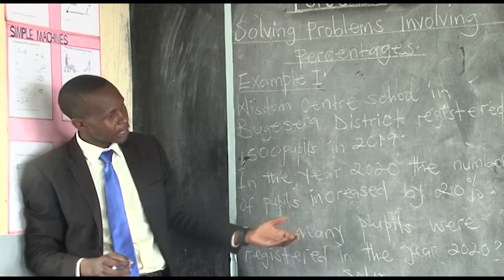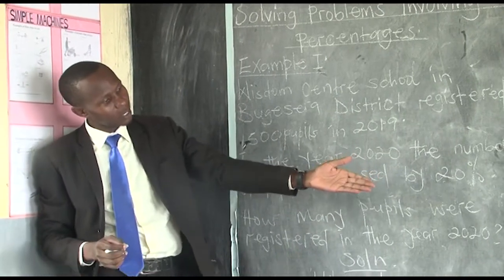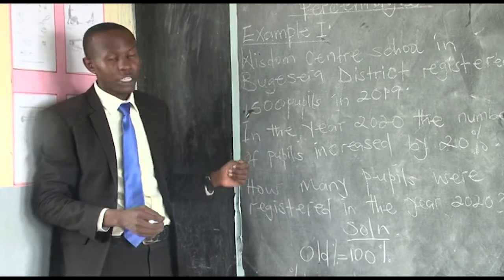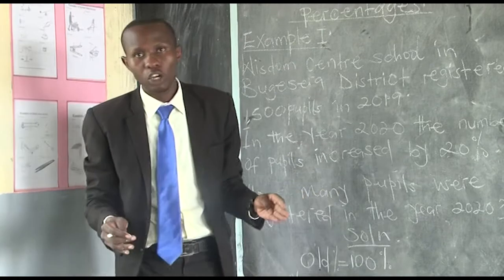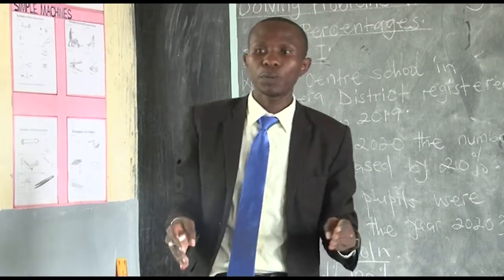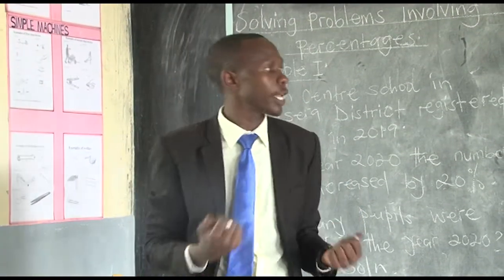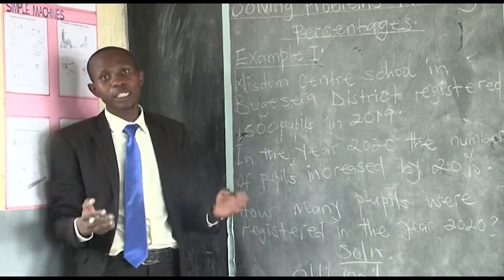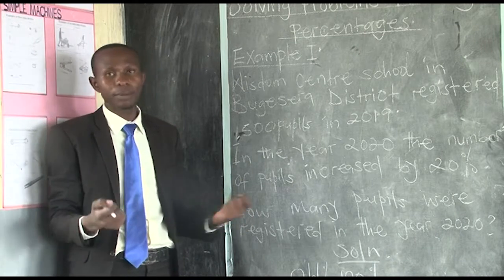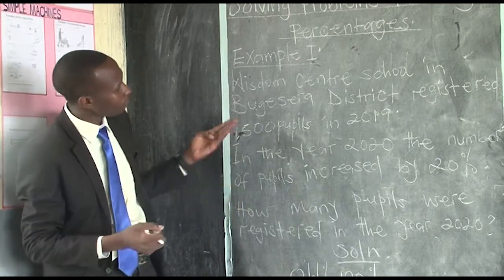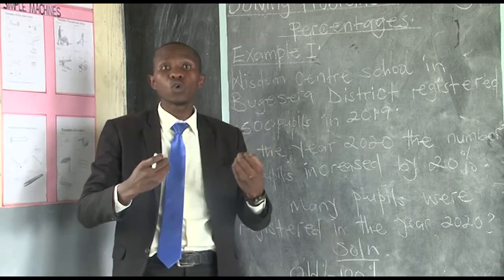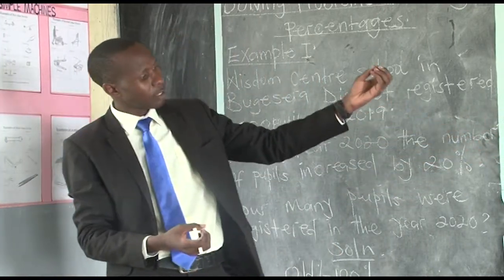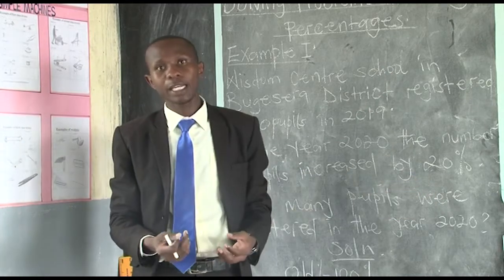Because when you get the new number of pupils, 1,800, take away 1,500, you'll come out with an increment of 300 pupils. For example, sometimes they can also say, calculate the number of pupils of increment. In case they ask you to find the number of pupils who joined the old pupils, then we shall follow the same steps and we shall come out with 300 pupils.